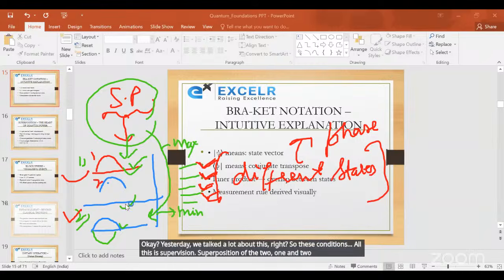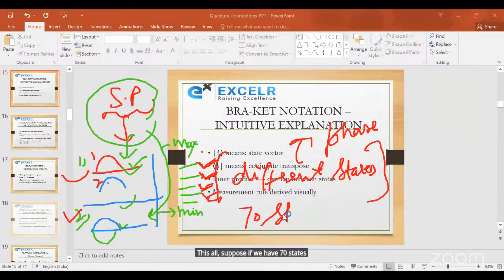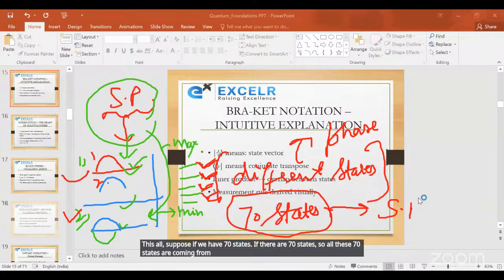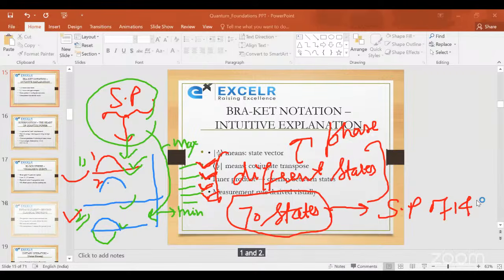We can call it superposition of one and two. Suppose there are 70 states, then all these 70 states are coming from the superposition of the two waves, wave one and wave two. So what makes these 70 states different? That is called the phase. The phase makes the difference in the 70 states.